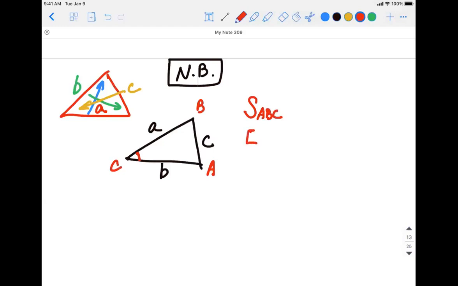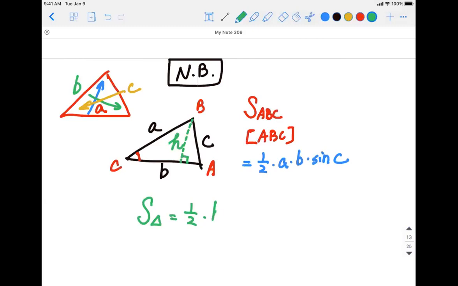Okay, or you can use this, right? Same thing. The area of triangle ABC, you can actually find a very easy way to say that. It can be written as 1 over 2 A times B sine C. Why? It's very easy. Let's draw a perpendicular line here. What is my triangle's area? It is 1 over 2 H times B, right? The base times the height. But what is H? H just equals A times sine C.